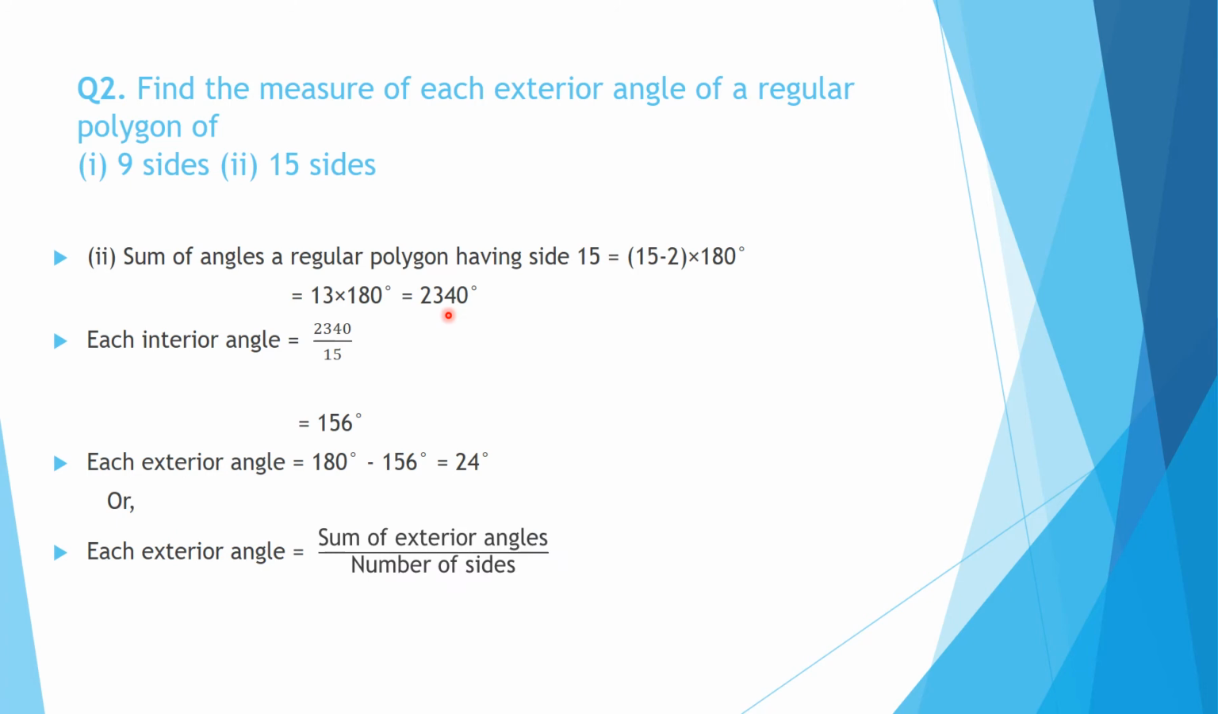Or you can use the shorter method. Each exterior angle is the sum of exterior angles, that is again 360 degrees, divided by the number of sides of this figure, which is 15. So the answer is 24. It's the same 24. So in the first part you have to show both the methods, and in the second part you can use any one method. You can use the smaller one also, but you must know what the method is and how to do it. That's why I want you to do both the methods in the first part.